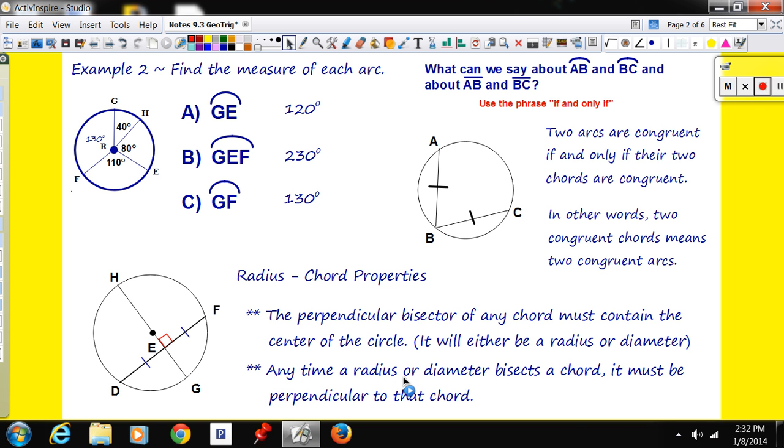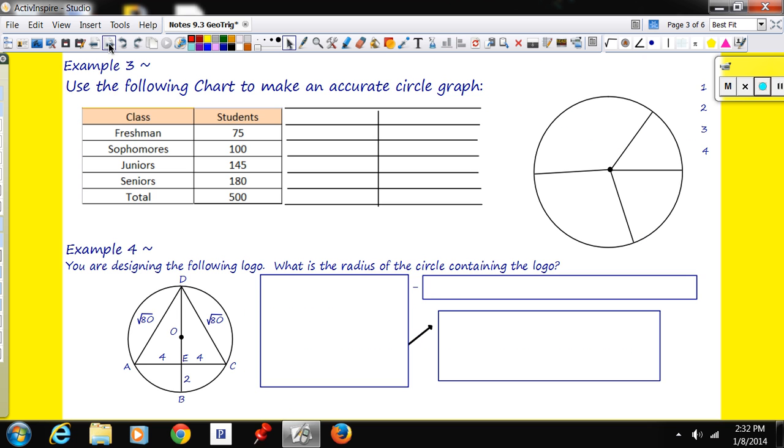Anytime a radius or a diameter bisects a chord, it has to be perpendicular to that chord. So if it's bisecting it and perpendicular, that means it's got to contain the center of the circle. You can pause it if you need to.